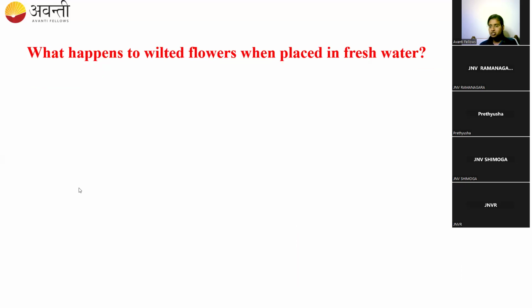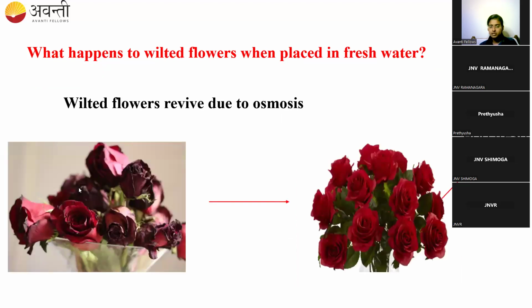Now the next question is, what happens to the wilted flowers when placed in fresh water? I have shown this picture also in the beginning. The wilted flowers, when they are placed in fresh water, get revived due to osmosis. This is the picture which I have shown you. So the wilted flowers are getting revived due to the osmosis process again. They are absorbing the solvent molecules here. In the previous case, they lost the water and here they will absorb the water.